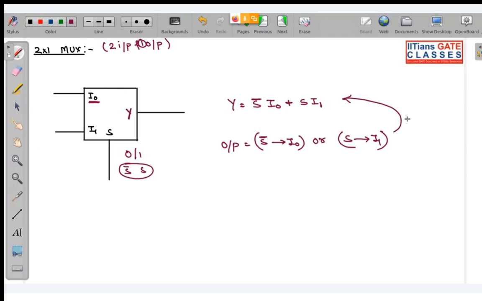Now let me ask you, can you draw the circuit diagram for this? Circuit diagram? Okay, truth table. Let me show you the truth table first. So truth table can be what?